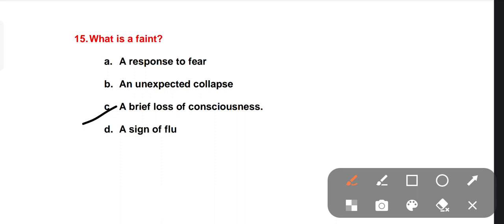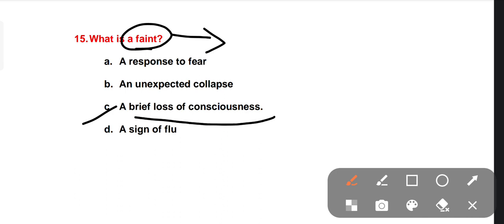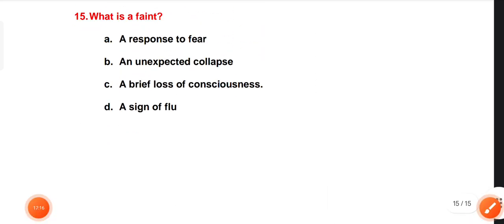When the person has a temporary unconsciousness, that is called fainting. Fainting is nothing but loss of consciousness temporarily, not permanently. That is called faint. So this is the end of the class.